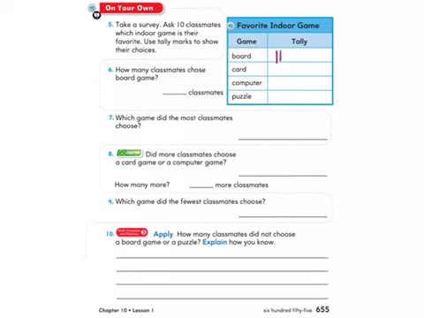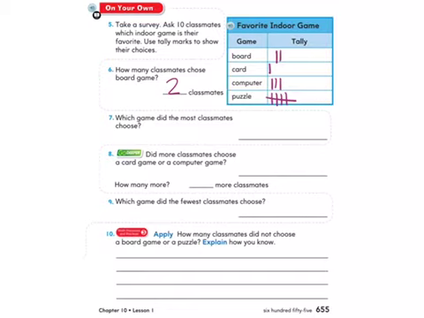Only 1 person chose card game. 3 people chose computer game. And 5 people chose puzzles. So now we're going to see what data we can gather from this chart. So number 6 says, how many classmates chose board game? We can see 2 classmates chose board game.